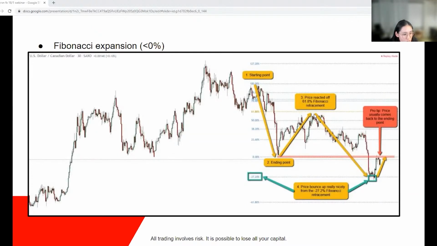Here we see the price really reacted off of our minus 27.2%, and then it came back up to our ending point. So typically, not always, but typically price will come back to the ending point after bouncing off a negative Fibonacci retracement, sorry, a Fibonacci expansion level.